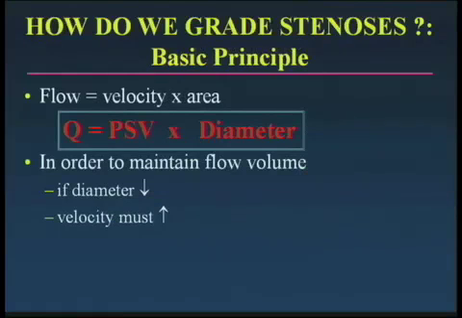So with that as a background as to how you do the examination, let's now focus on how we actually grade the carotid stenosis. And this is based on a simple principle which really forms the basis of all vascular ultrasound, which is the simple equation, namely that flow is equal to velocity times the area. And we extrapolate that to the evaluation of the carotid arteries by saying blood flow is equal to peak systolic velocity times the diameter. Basically what that means is that in order to maintain flow volume, if the diameter of the vessel decreases, the velocity must increase.